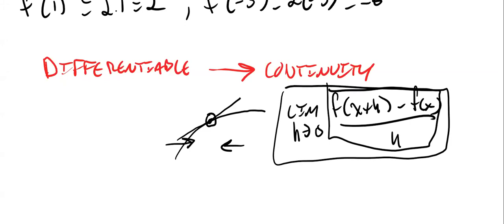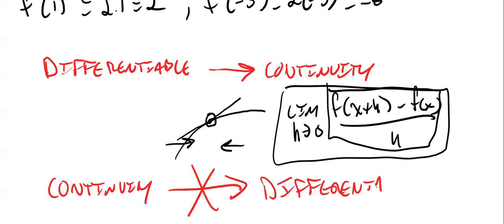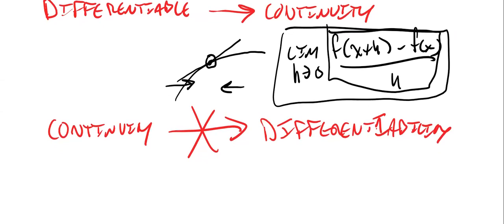It does not work the other way. Continuity does not imply differentiability. So just because a function is continuous at a point doesn't mean you can find the derivative. And I'll give you a couple of little examples here.